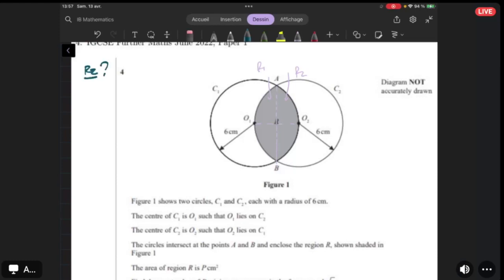How do we find R2? I'm gonna spare you guys the picture. Just gonna quickly sketch this guy. O1, A, B, and O2. This is R2. And when you see it like this, I think you guys could all have a stab at it.